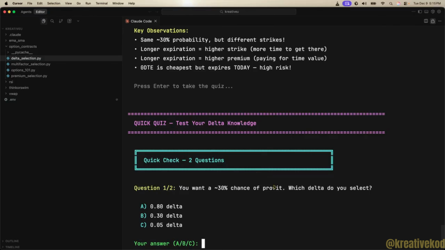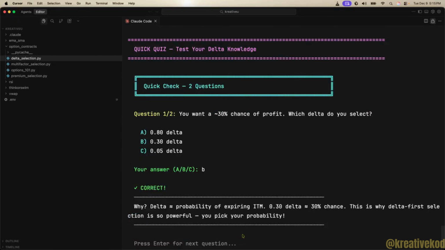So let's go ahead and answer our quiz. Testing our knowledge, we want a 30% chance of profit. Which delta are we going to select? Is it going to be 0.80? Is it going to be 0.30? Or is it going to be 0.05? Well, if you've been following along, you would know. Just go ahead and put B. It is 0.30, 30%.